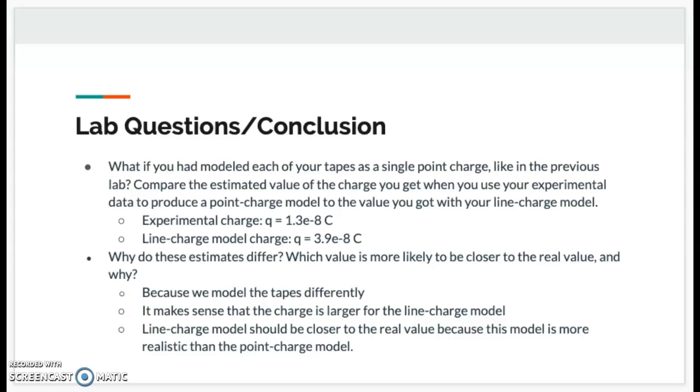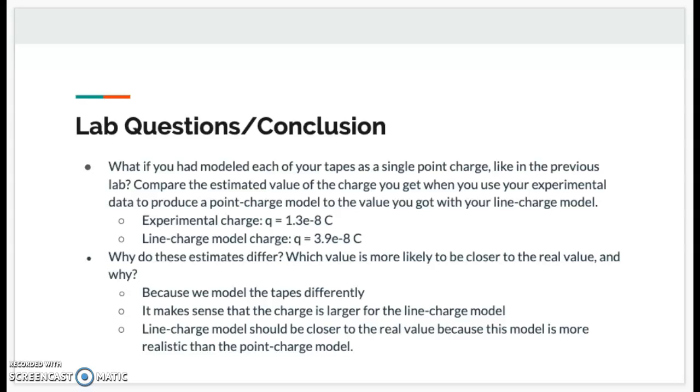Well, it makes sense that the charge calculated with the line charge model is about 3 times larger than the charge calculated with the point charge model, because when we model the tapes as single point charges, they're very centralized and close together, so the charge won't have to be as big to produce the necessary electric force to make the upper tape float. However, when modeled as a collection of point charges, everything is more spread out and farther apart, especially near the tape's edges, so there needs to be a larger charge to produce the same electric force.